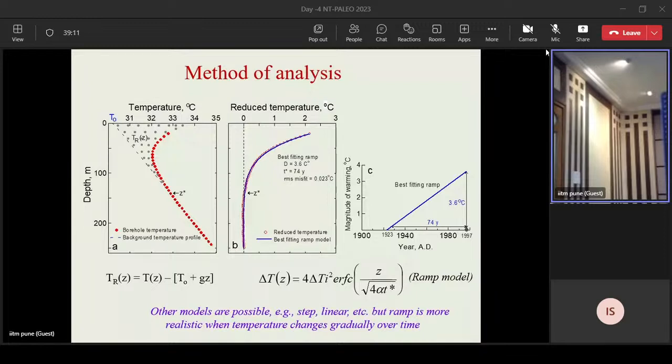And you can fit this, and what you can get out of it is, okay, so much warming has taken place over the past so many years. Okay, so this entire inversion is parameterized in terms of two parameters. One is the magnitude of the amplitude of the temperature change, and the other is the duration time in years. So at this site, for example, it shows 3.6 degrees Celsius over a period of 74 years. Okay, this is a real example.